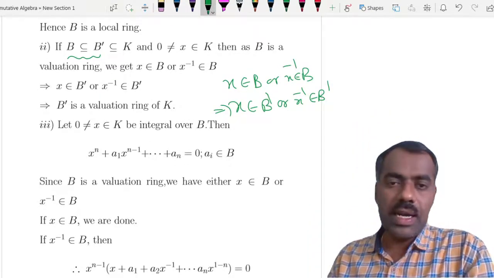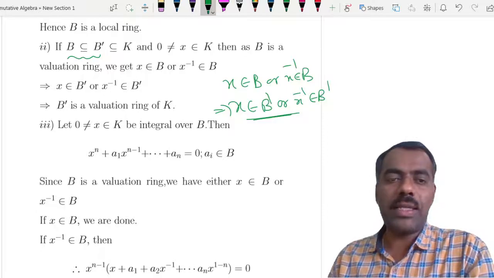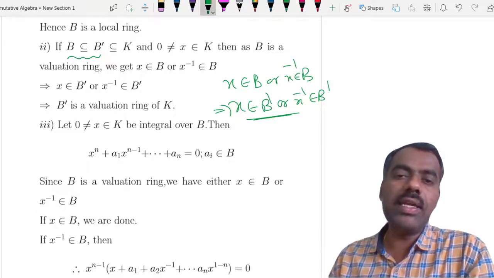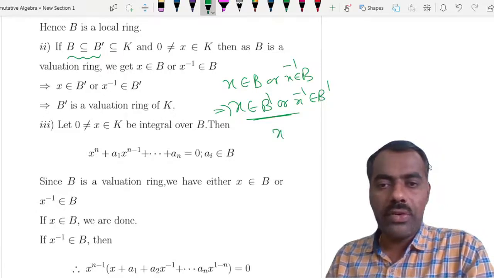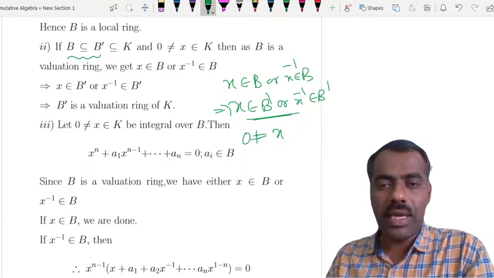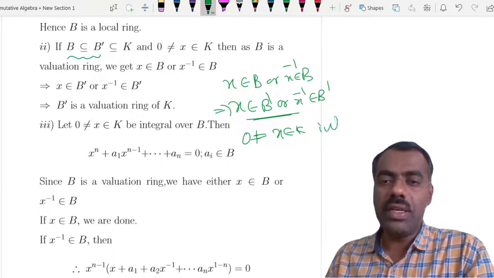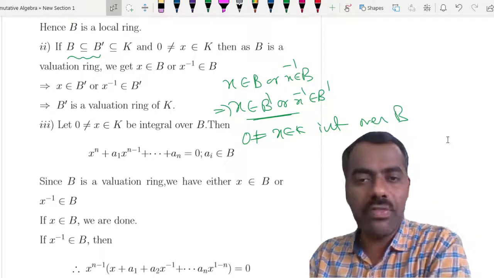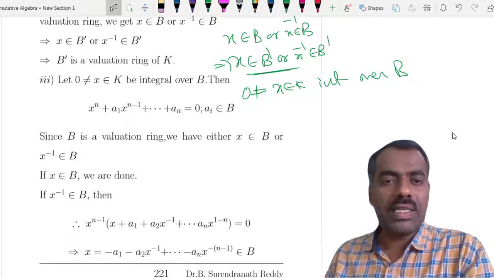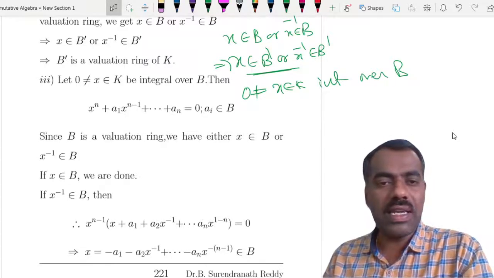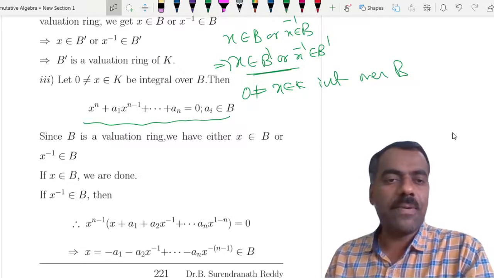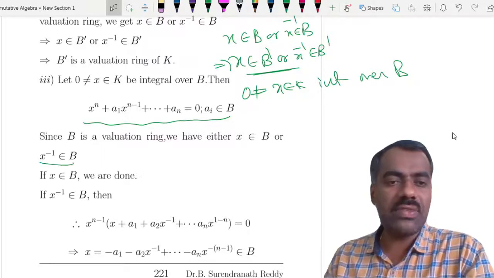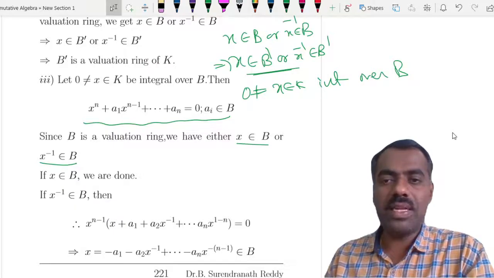What is the third one? We want to show that B is actually integrally closed. That means if you take any non-zero element X in K which is integral over B, then we want to show that this X is actually coming from B. Because X is integral over B, it satisfies this equation. And B is a valuation ring, so either X is in B or X inverse is in B. But if X is in B, that is what we want to prove.